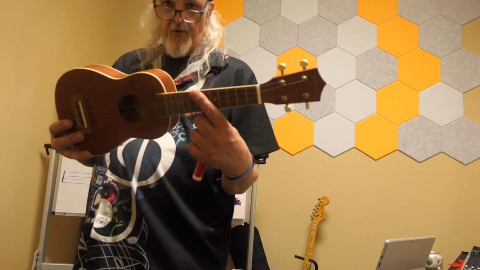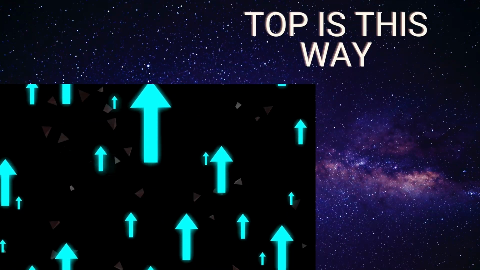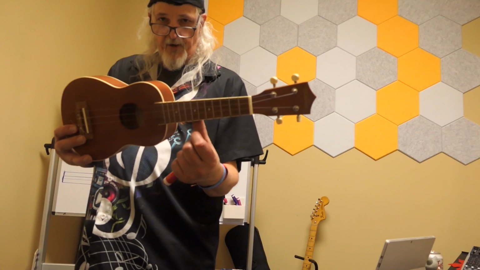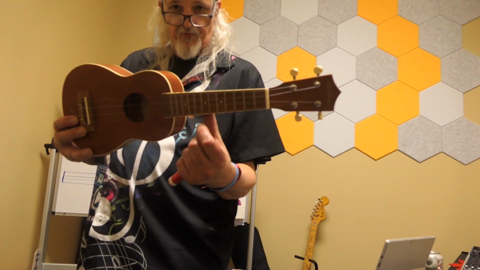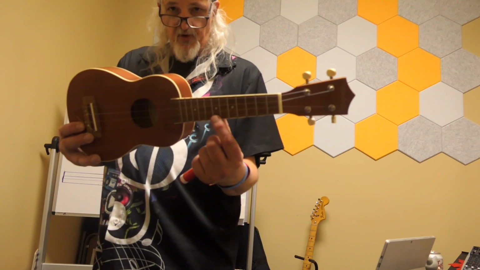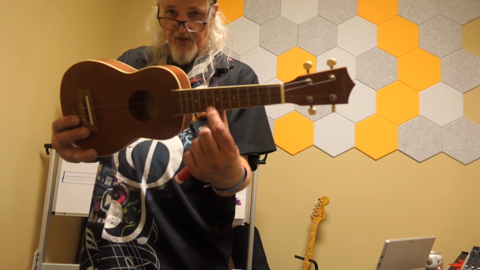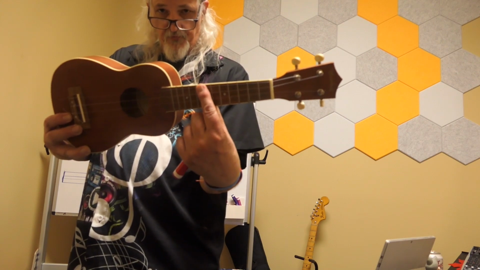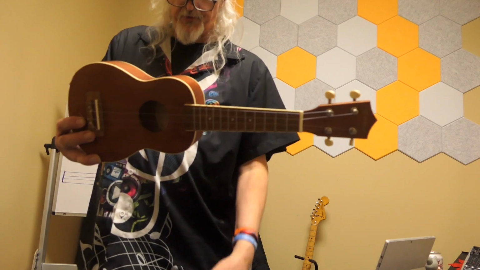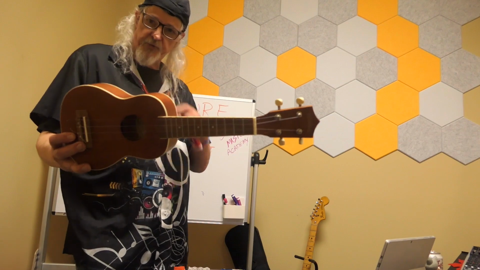All right, and also the names of the strings. Don't worry, I'm going to teach you how to remember that too, but we may sometimes refer to them by string name as we go. So this is A, E, C, G. All right, so just a quick review of the nomenclature on the ukulele.